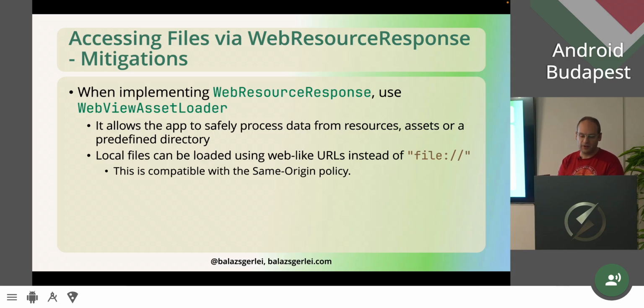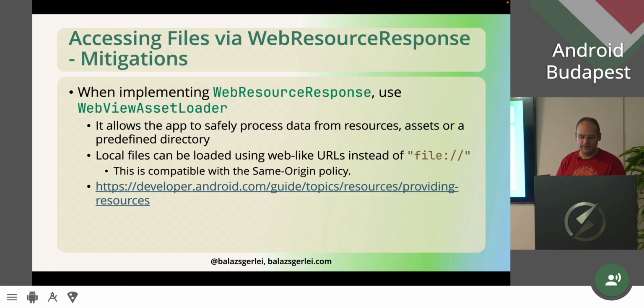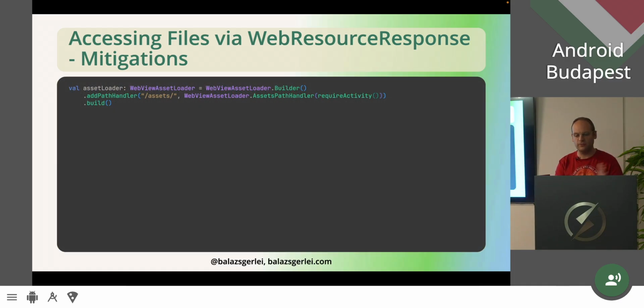And this will be compatible with the same-origin checks without the magic or the boilerplate you have to do in the pure methods. You can read up on this if you want. It has some nice documentation from Google on how you can do this. So every time you need to do WebResourceResponse, you should use the WebViewAssetLoader as well.